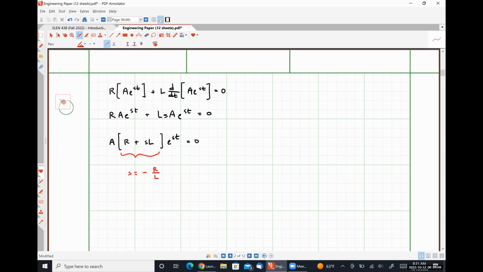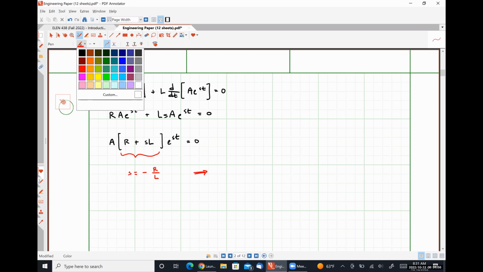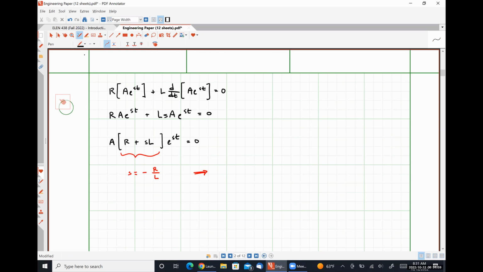So from here, we now can update our guess as to what the behavior of the system looks like. We are now going to assume that iL of t will be of the form A e to the negative R over L t, where S, our eigenvalue or natural frequency for this system, is defined by the circuit parameters. Anybody have any thoughts on how we might figure out what value A has to have?